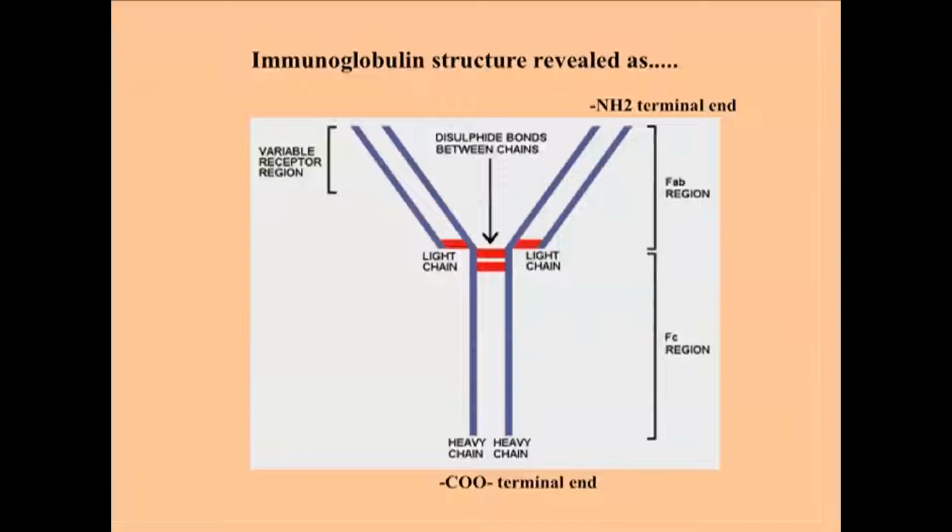This part is responsible for binding to antigen. So this fragment is called the FAB fragment, or fragment responsible for antigen binding. Whereas for the rest of the heavy chain and light chain, the sequence is to some extent constant, and this fragment is called the FC region. The biological activity is mainly mediated by the FC region of an immunoglobulin molecule.